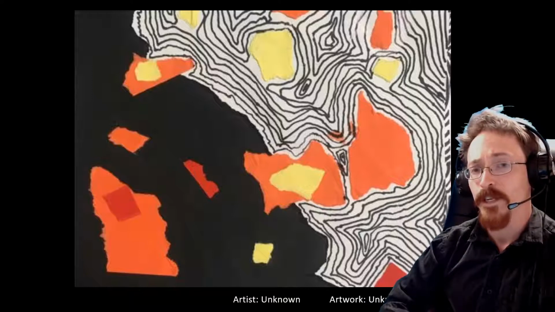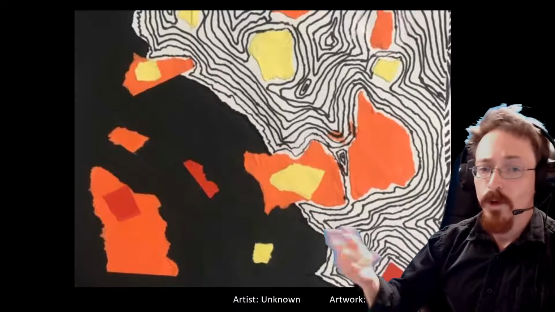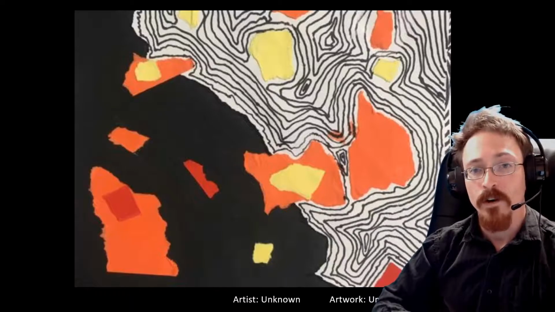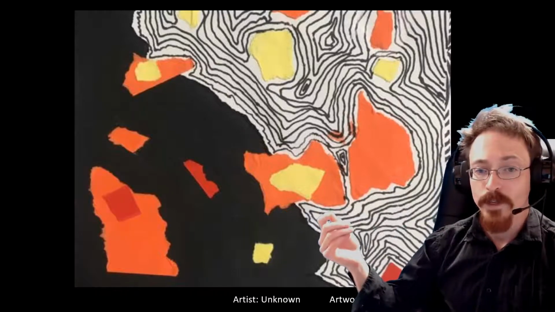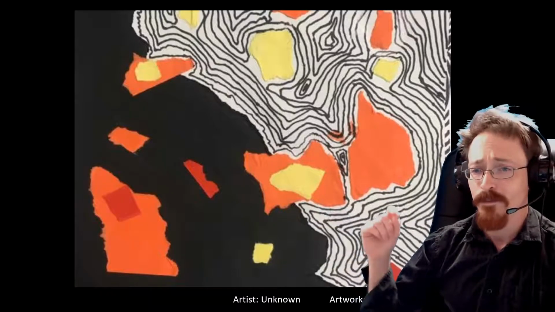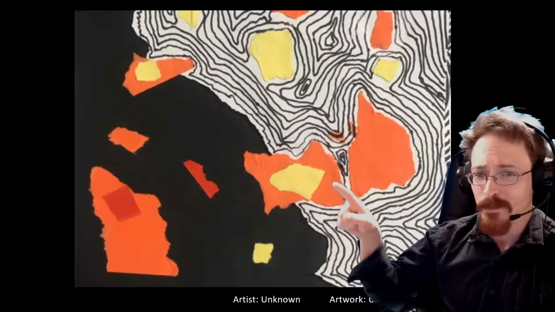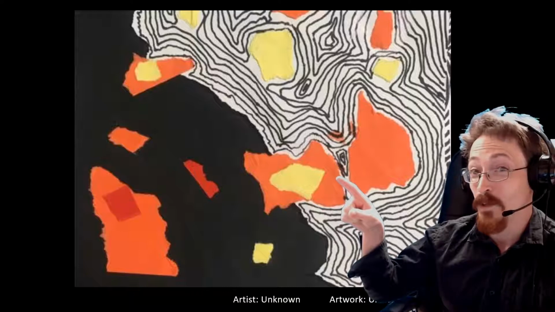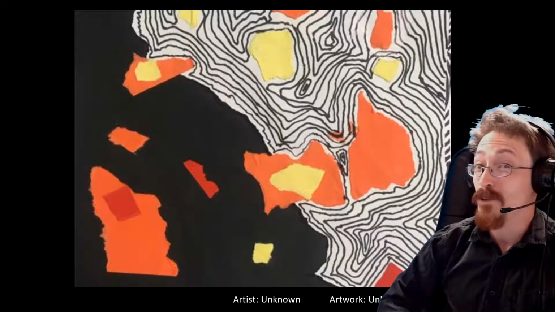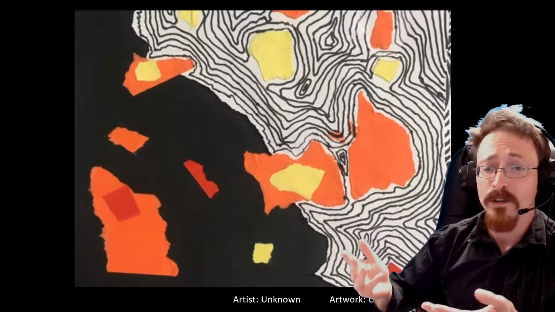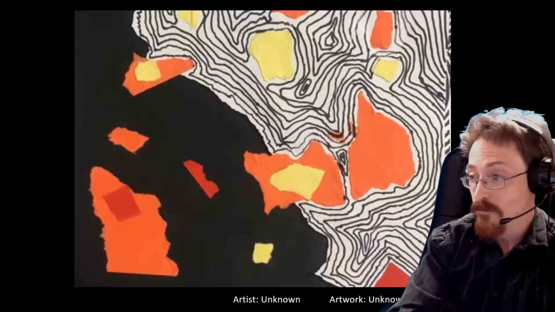Do you think you have your answer? Well, the correct answer is they are all organic. The reason why is because they would be very difficult to recreate. If you were to go in and try to tear these pieces of paper exactly the same and recreate them, it'd be very difficult. So they are organic shapes.